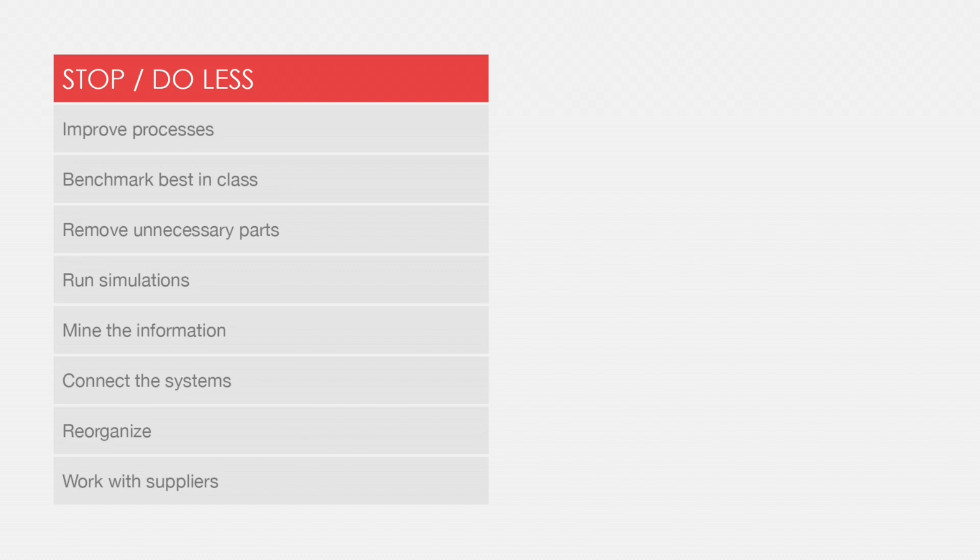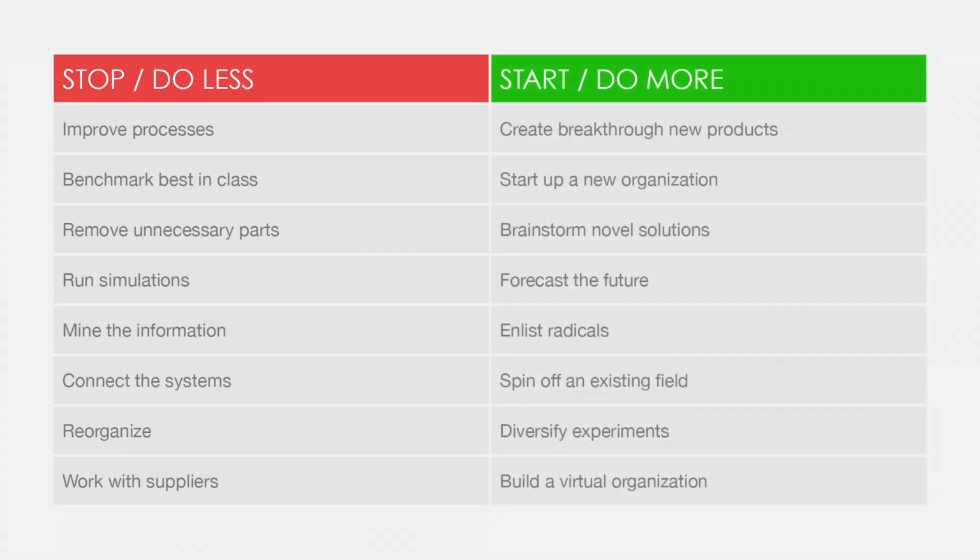Now, once we've stopped some of these practices, we have to start some green practices. So we're going to run some diversified experiments. We're going to hire some people who are maybe different than the people we have right now. And we're going to try and anticipate where everything is going to go in the future. So we've stopped some red practices and we've introduced some green practices.